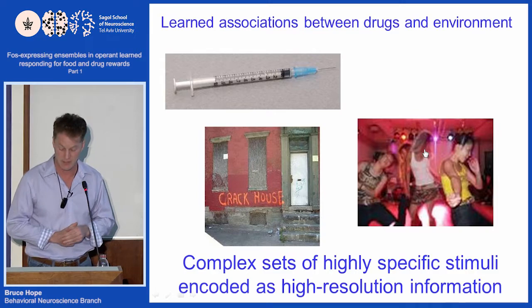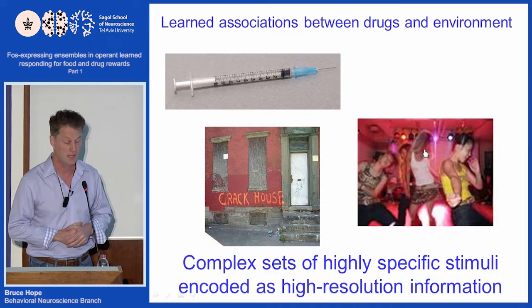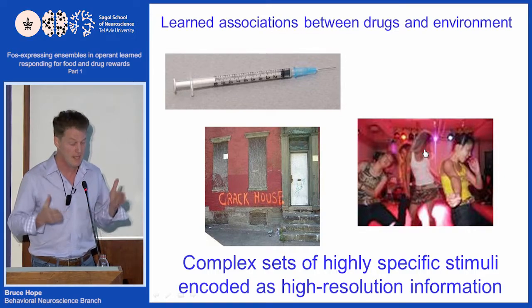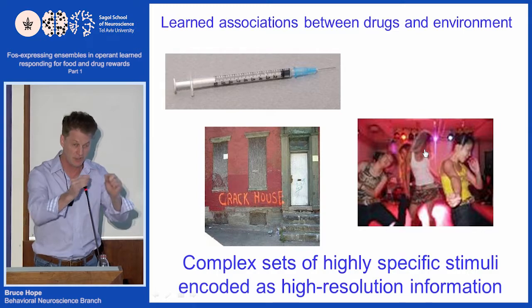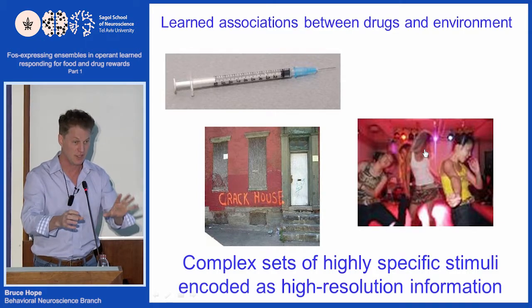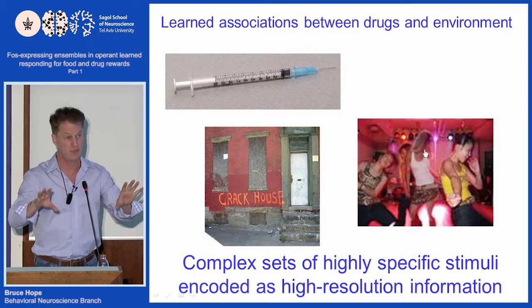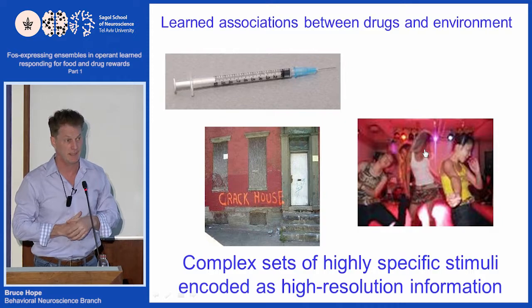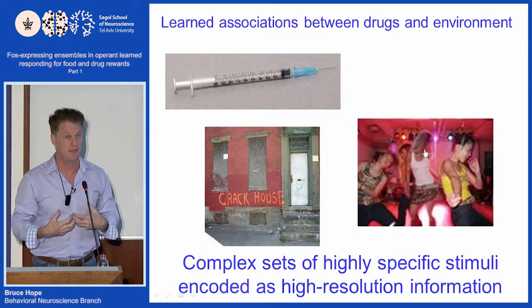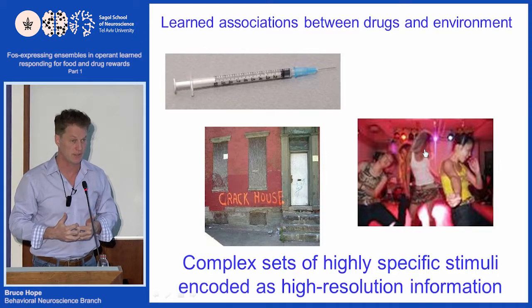Now, the reason I like showing some of these examples is that they are complex sets of highly specific stimuli that are encoded as high-resolution information. For instance, look at the person. They have the same general shape, one person to the next, but there are very specific aspects. It's not just one blob versus another blob. You need high-resolution information to do that. Unfortunately, most of what we've been looking at in addiction are more generalized changes in the brain that are incapable of encoding this high-resolution information.